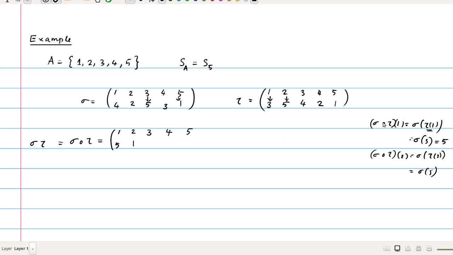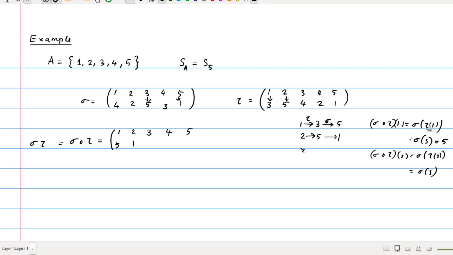In order to get the image of this 1, we first evaluate the image of 1 under tau, that is, 1 is mapped to 3. Similarly, this 3 is mapped to 5 under this sigma, so we write sigma here and 5 here. So this is the ultimate image of 1. That's why 1 is mapped to 5. Similarly, 2 is mapped to 5 first, in the first permutation, and then 5 is mapped to 1 under sigma. So we get 2 is mapped to 1.